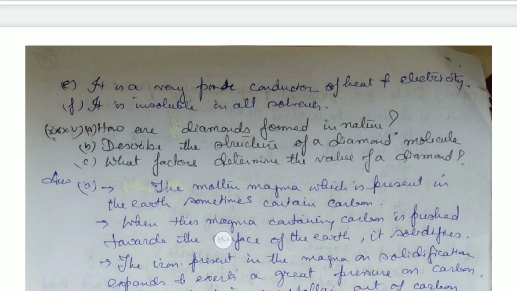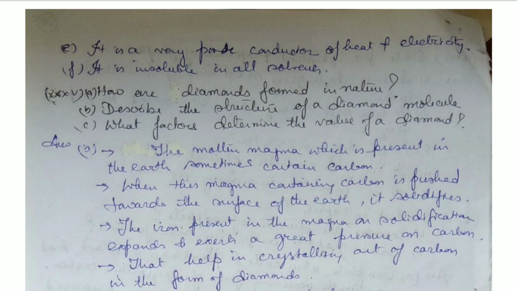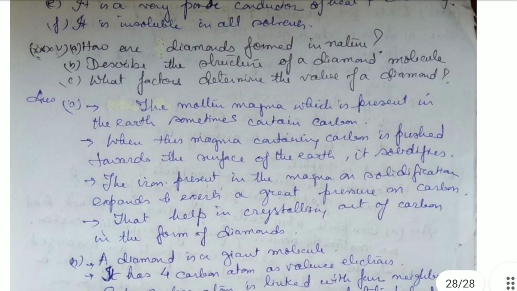Next we come to how diamonds are formed in nature. Describe the structure of a diamond molecule and what factors determine the value of a diamond. So first, how are diamonds formed in nature? The molten magma in the earth's crust sometimes contains carbon. The molten magma which comes out during volcanic eruptions sometimes contains carbon. When this magma containing carbon is pushed up towards the surface of the earth, it gets solidified.